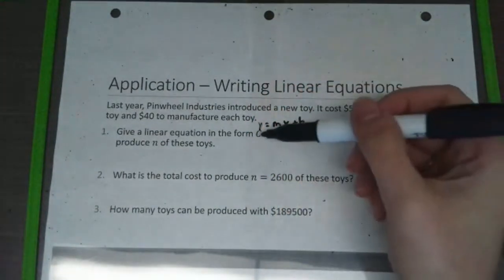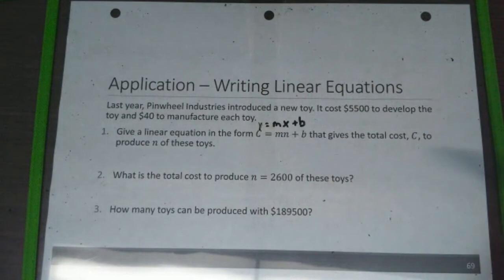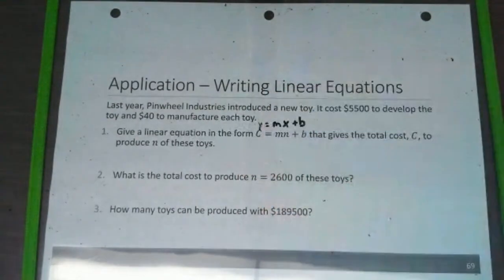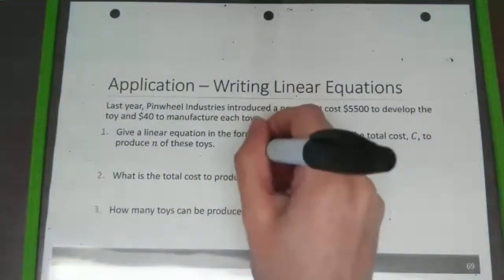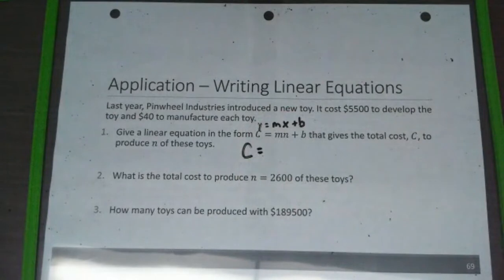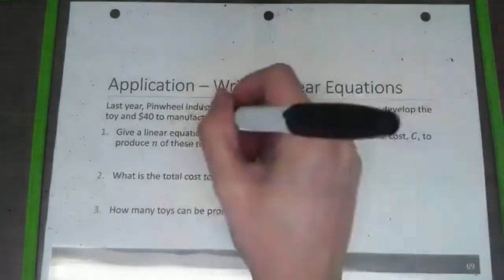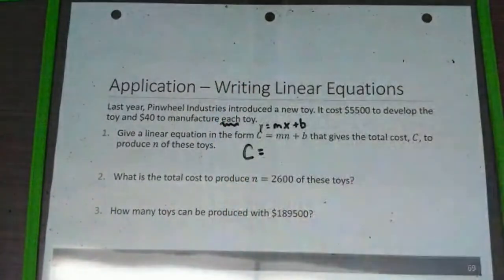They just have us using C instead of y and n instead of x. The reason they did this is so that the variables actually make sense. We're using C for cost and n for number of toys. So we're going to have C is equal to our slope. The key word here to know which one's the slope is the word each.